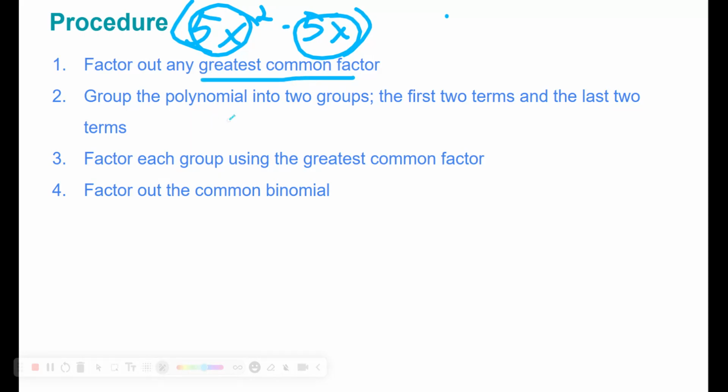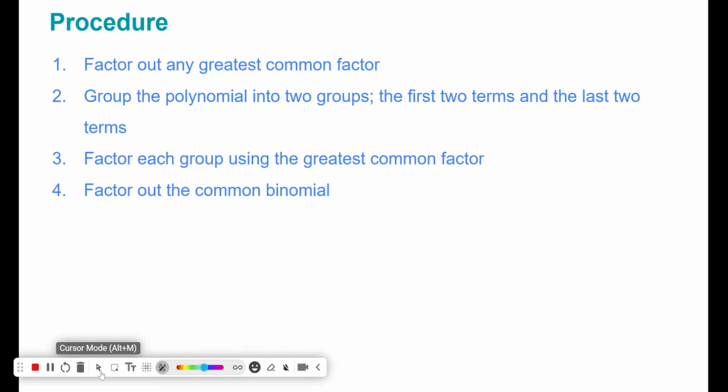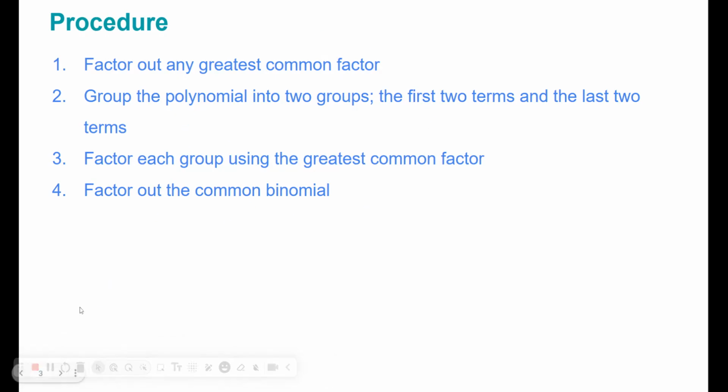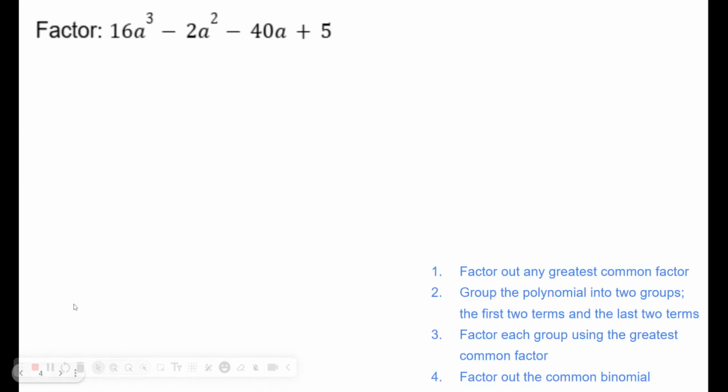Group the polynomial into two groups, the first two terms and the last two terms. That'll make a little more sense in the example problem. Factor out each group using the greatest common factor, and then factor out the common binomial. This is good for your notes, but I think the example problems are the greatest thing to pull from here. This procedure should be written down in your notes in some way, and you can solidify it after a few examples, whatever is written best for you. I have the procedure down here in the corner.